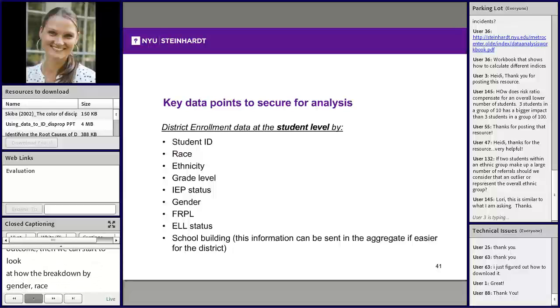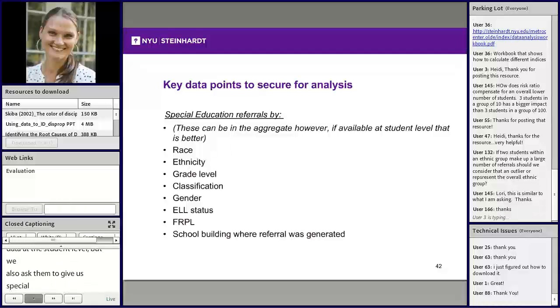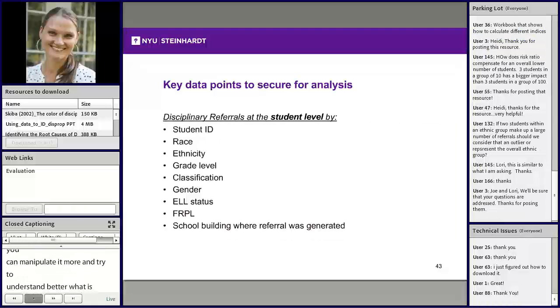And so when we do data analysis with districts that we're working with, we ask them to provide us not only enrollment data at the student level, but we also ask them to give us special education referral data. If it's in the aggregate, that's okay, but it's always better at the student level because you can manipulate it more and you can try to understand better what's going on with different subgroups. And we also ask, especially with discipline, to get these different indicators so that we can understand who is being most affected by our disciplinary systems in our schools.